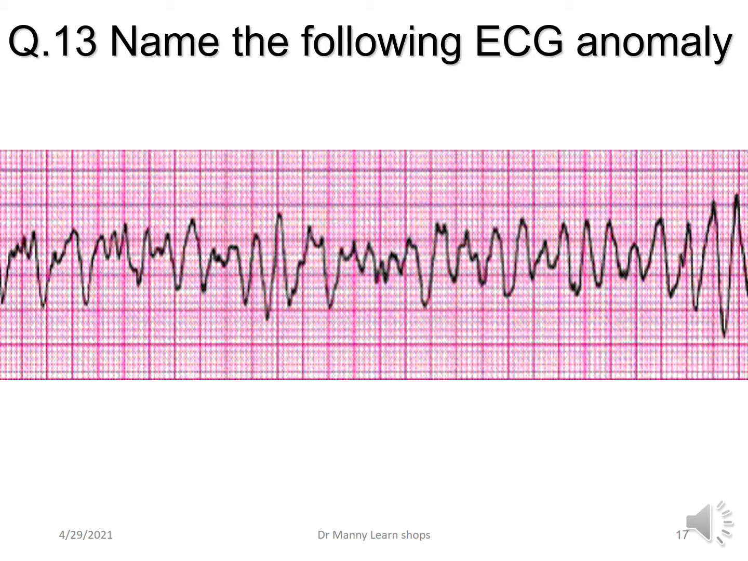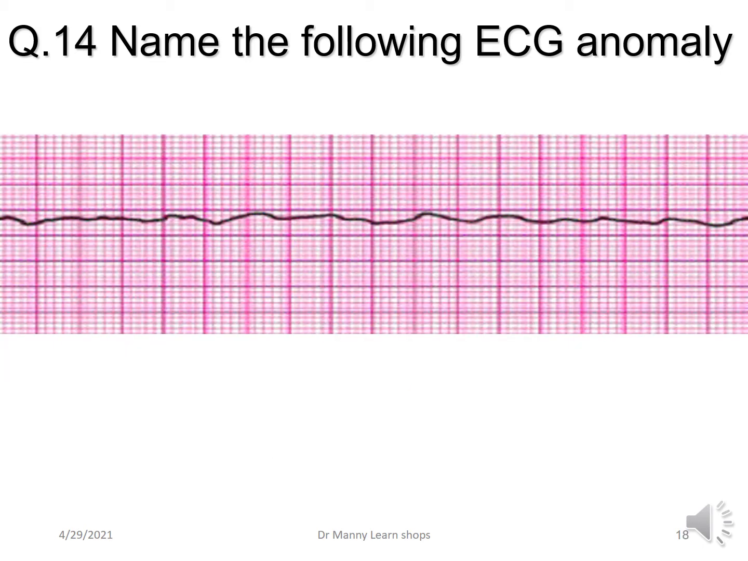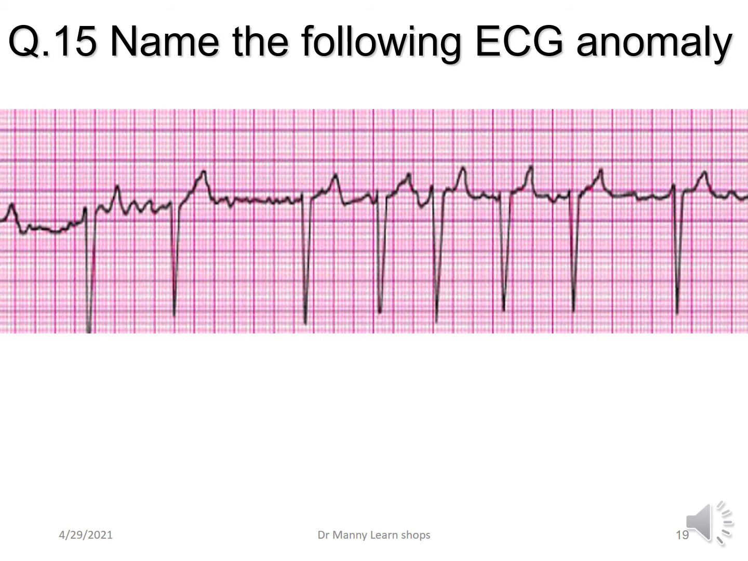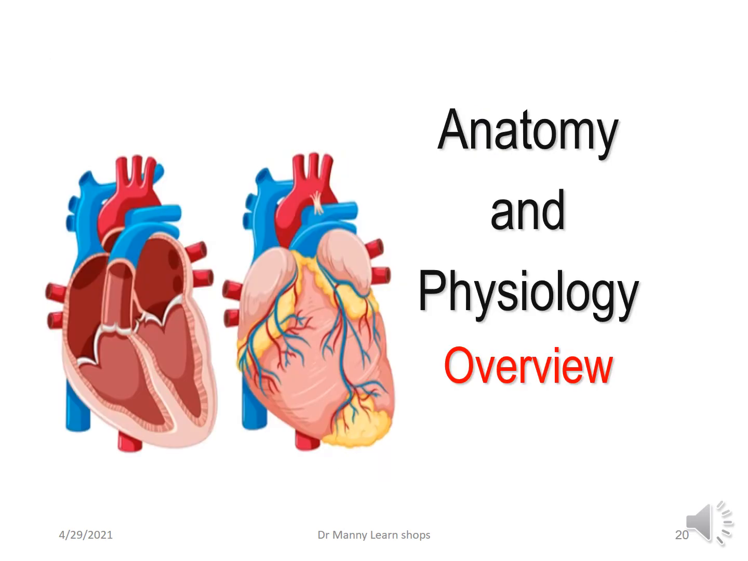What about this anomaly? This is coarse ventricular fibrillation. How about this one? This is asystole. Can you name this ECG anomaly? This is atrial fibrillation with a controlled ventricular response. So let's begin. Let's have an overview of the anatomy and physiology.